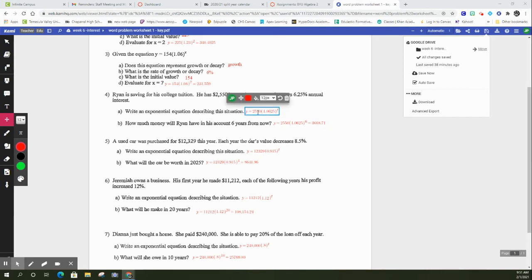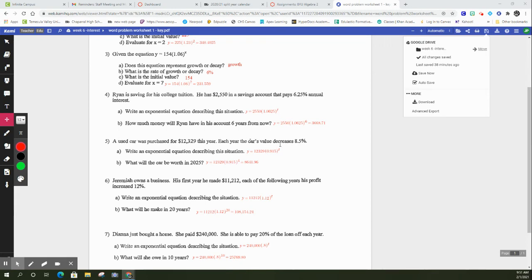So the initial amount times 1 plus r. In this case, that'll be 1.0625. Again, make sure you have that 0 there. All right, it's 6.25%. So it's 1.0625 raised to the t. Plug in 6 into your calculator, and you get $3,668.71.